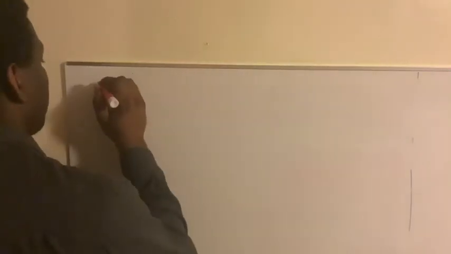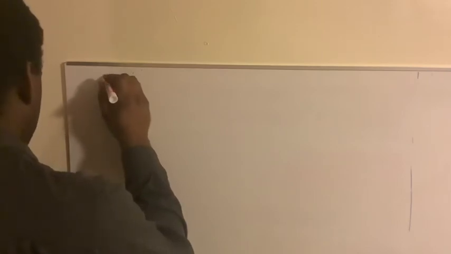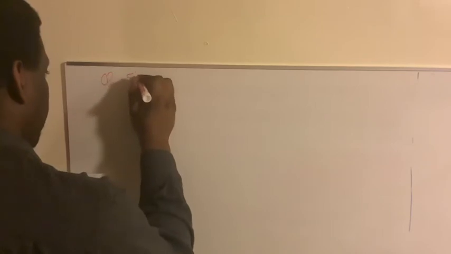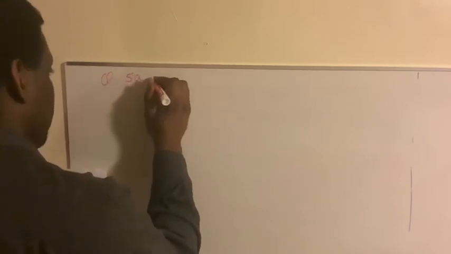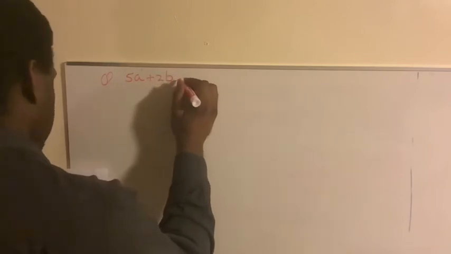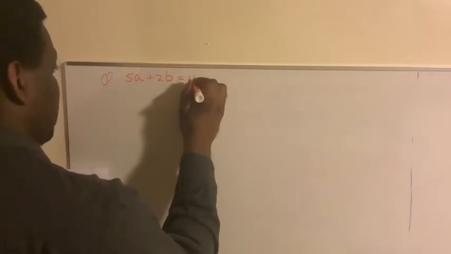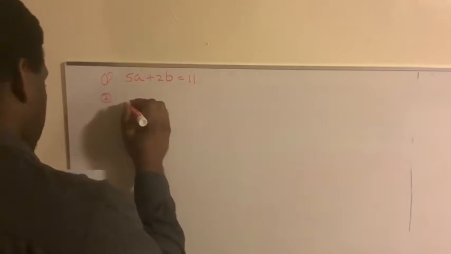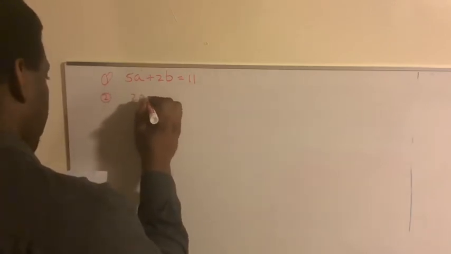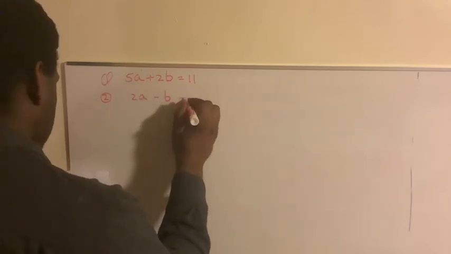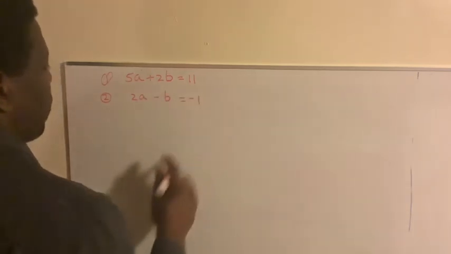Okay, let's do one more example of type 3. Equation 1, we have 5a plus 2b is equal to 11. Equation 2, we have 2a subtract b is equal to negative 1.